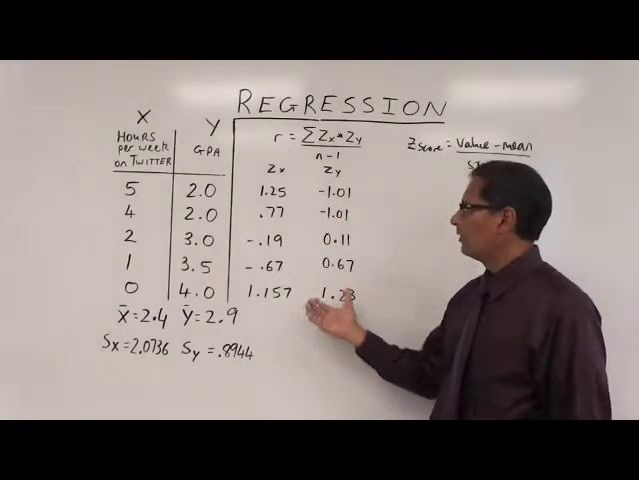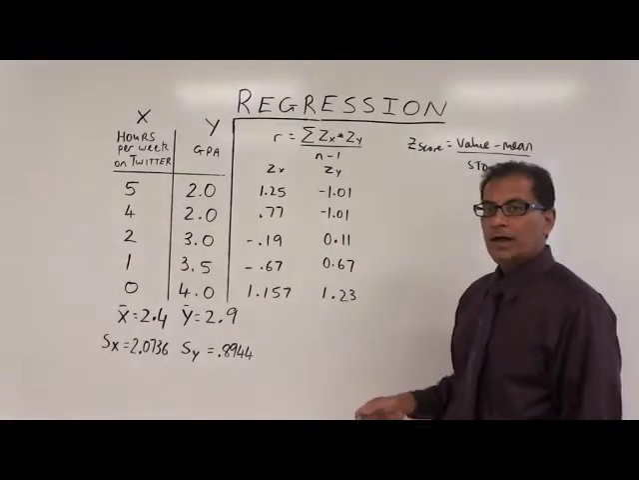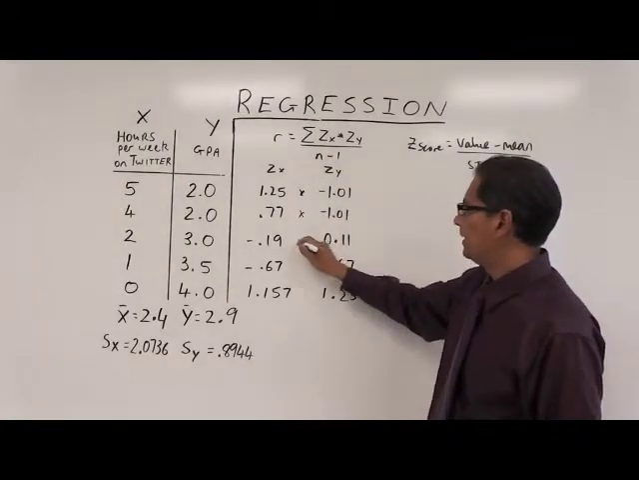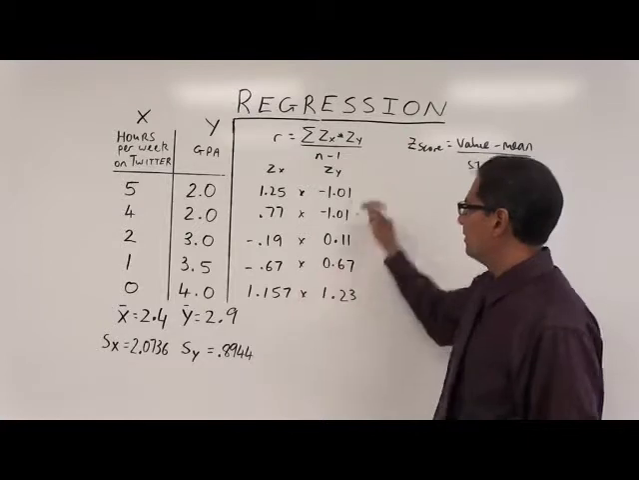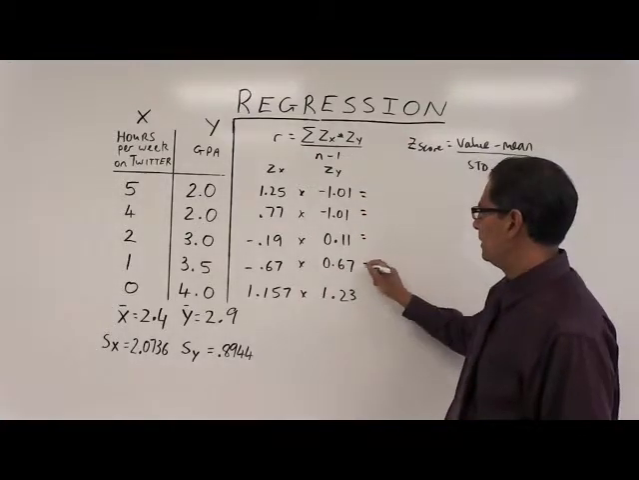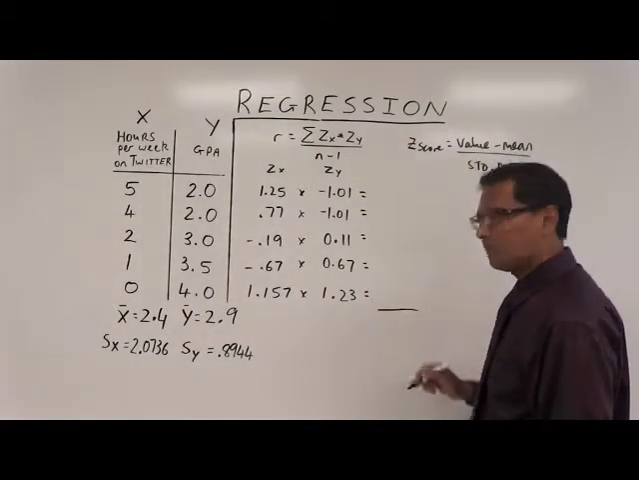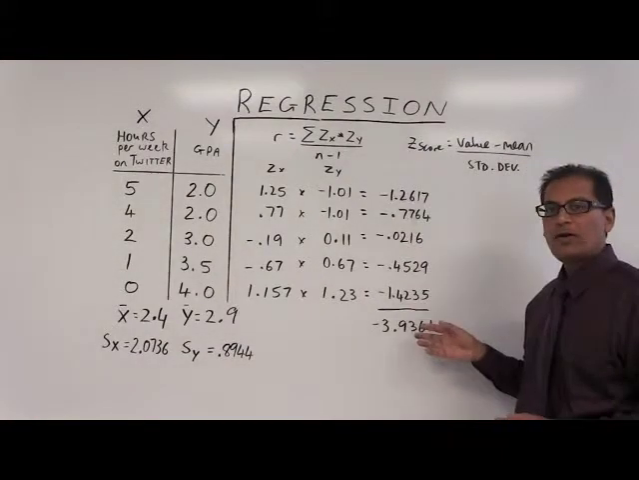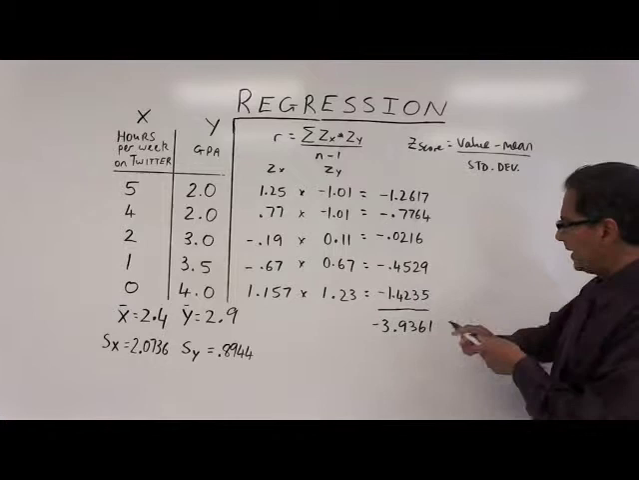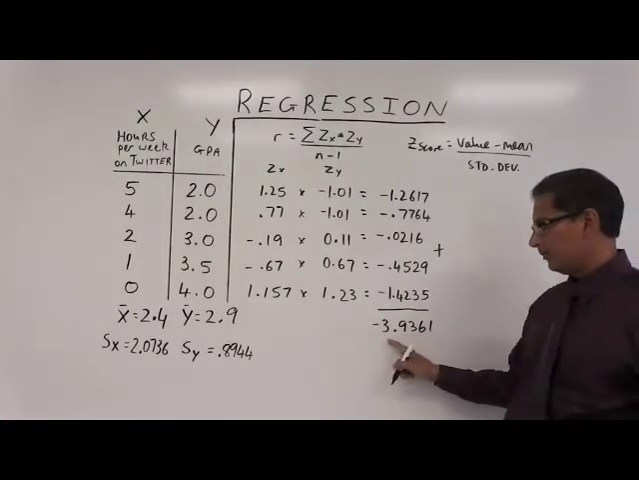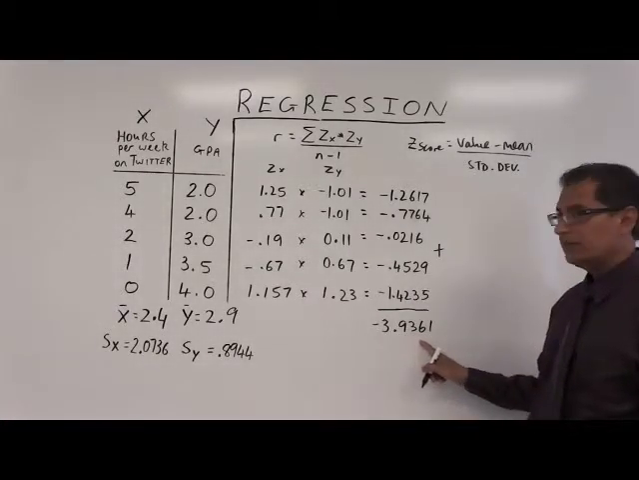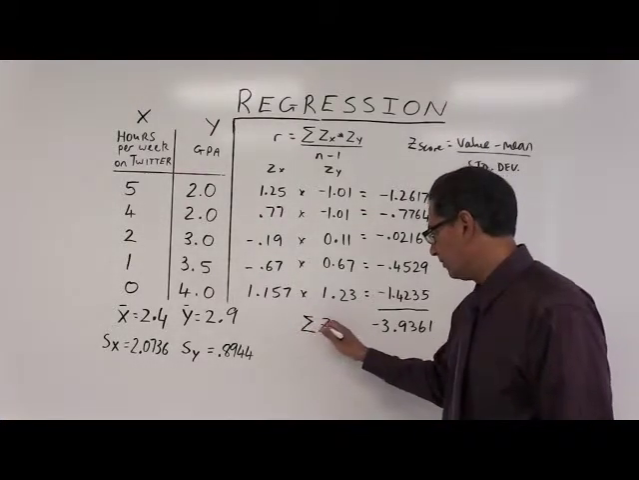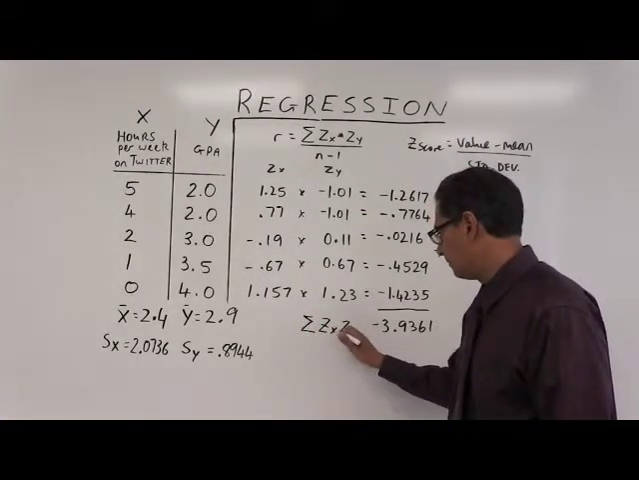We do this for all of our values. We have a z-score, and then this says you multiply them. So we multiply each of these and get results and then sum that up. If we do that, we end up with these products here, and we add them all up, and they sum to negative 3.9361. That's the top part of that equation, the sum of zx times zy.